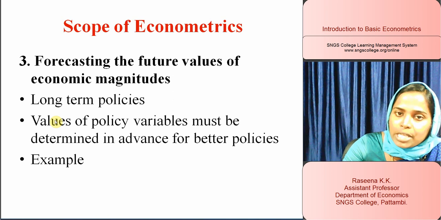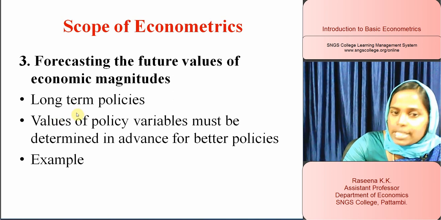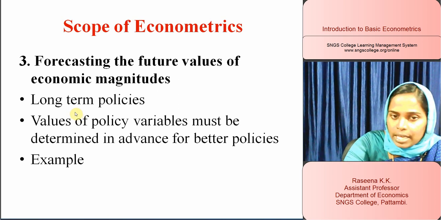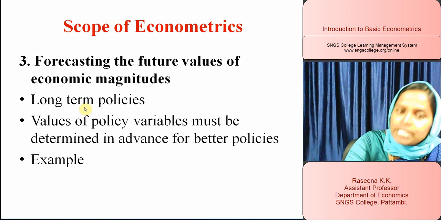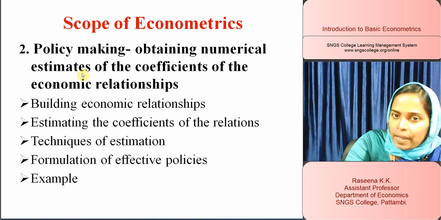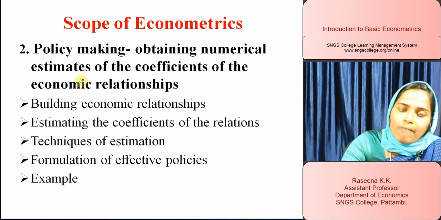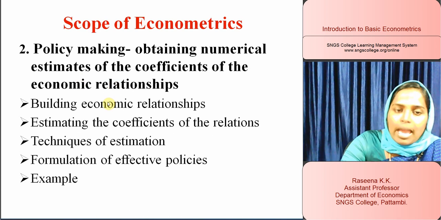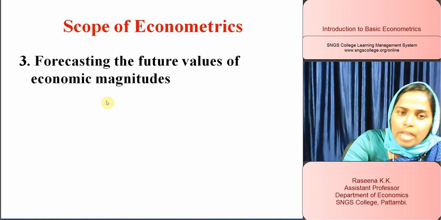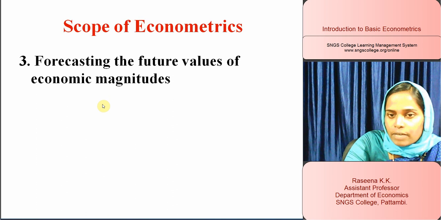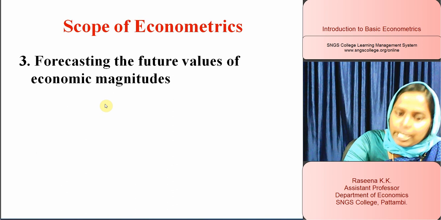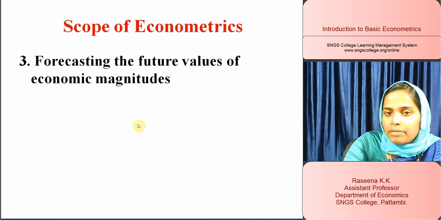What are we doing with econometrics, what is the importance of econometrics as a subject matter? There are three. First, we are analyzing or validating or verifying a theory that is already established by a set of assumptions. Second, we are making policies by estimating the numerical values of the coefficients of economic relationships. And last, by using the time series data of a particular variable or so many variables, we are predicting or forecasting the future values of the economic magnitudes for effective future policies. Therefore, for applying economics effectively, we must have the help of econometrics.